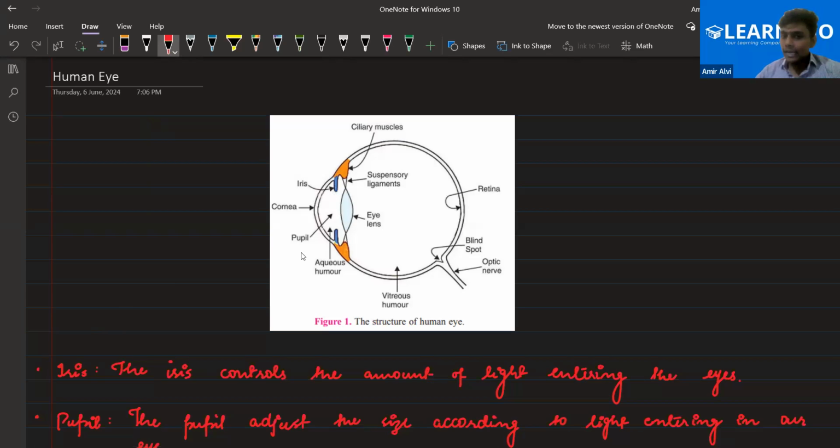So this is a well-labeled diagram. In the exams, there could be a 5 marker or a 3 marker that asks you to draw a well-labeled diagram of a human eye, right?